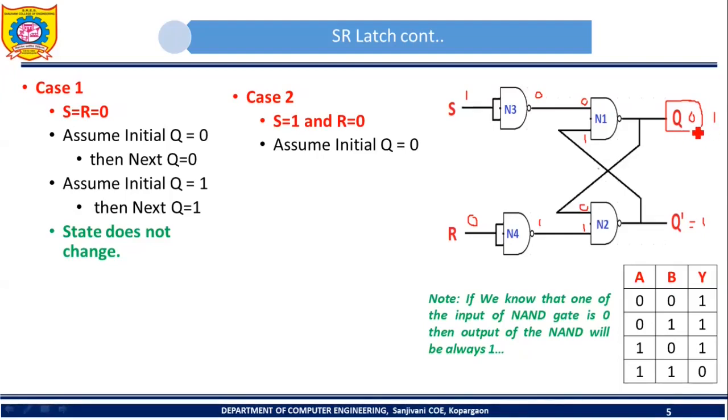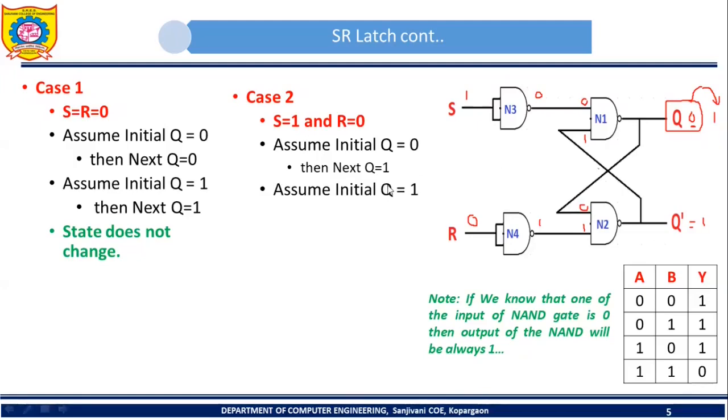So what was the initial value of Q? We assumed that Q is 0. What input did we apply? We applied 1 to S and 0 to R. So what is the new value of Q that we are getting? 1. So can I say that in this case the state of the SR latch has been changed? The previous state was 0 and the new state that we are getting is 1, right? So we assumed initial Q 0 and then next Q is 1. I hope it is clear.